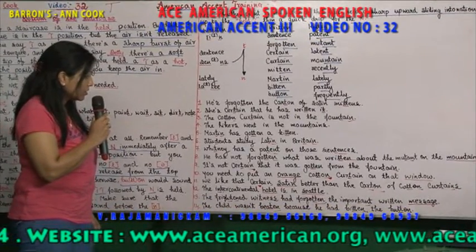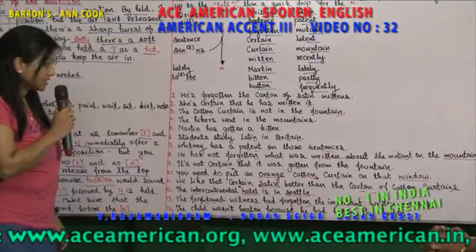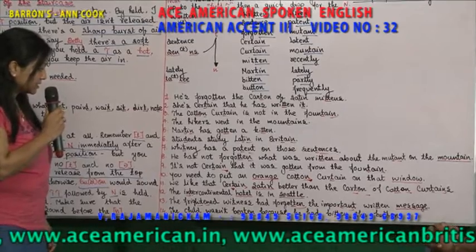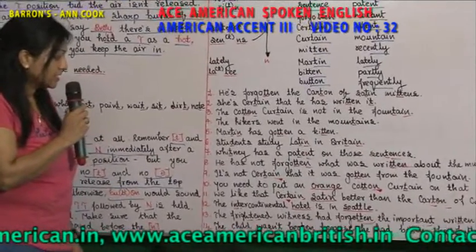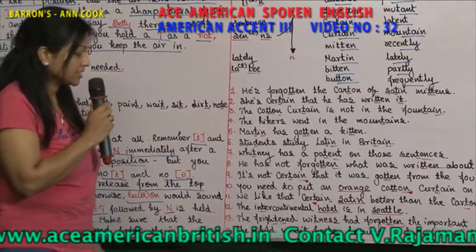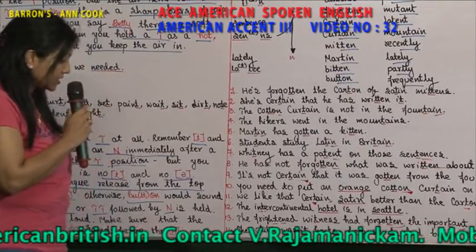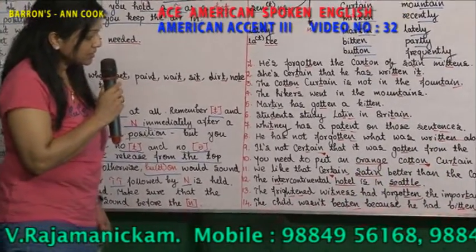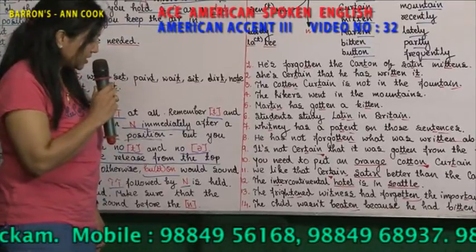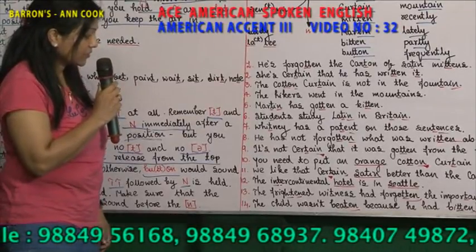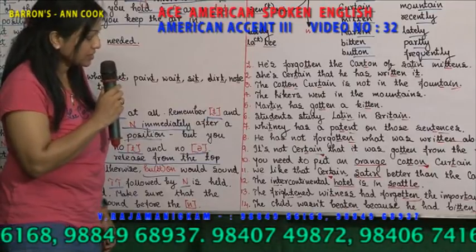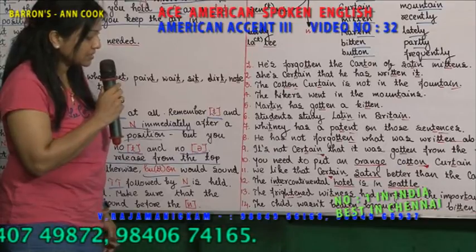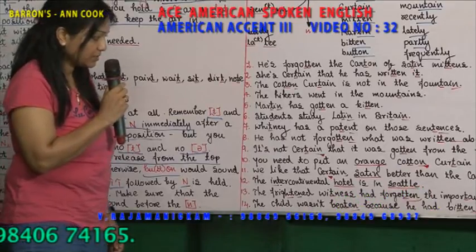You need to put an orange cotton curtain on that window. We like that curtain satin better than the carton of cotton curtains. The frightened witness had forgotten the important written message. The child wasn't beaten because he had bitten the button.